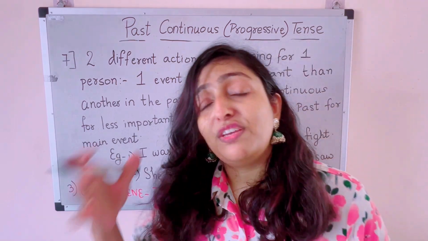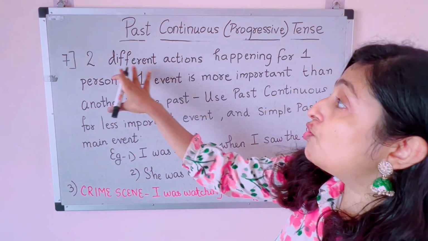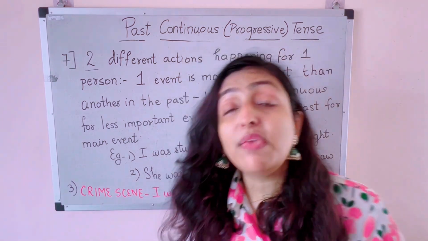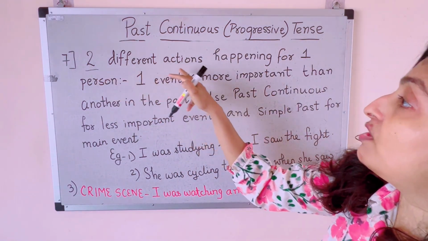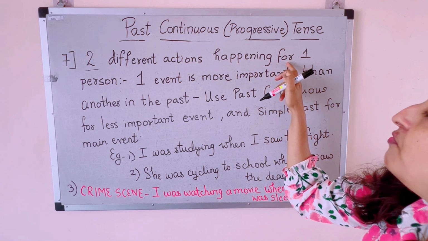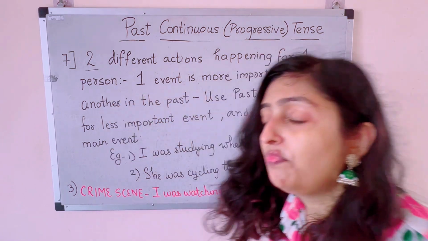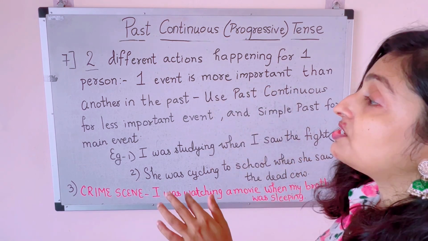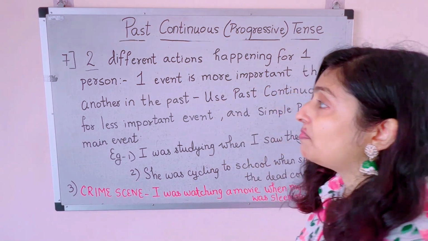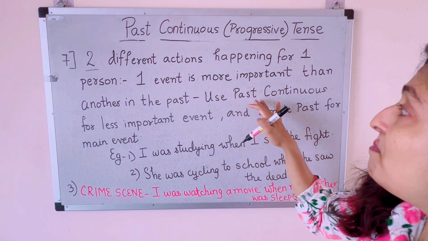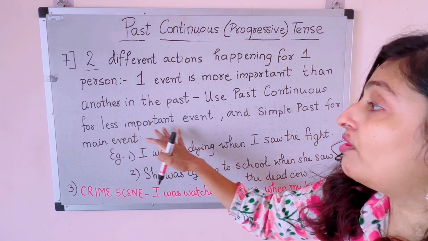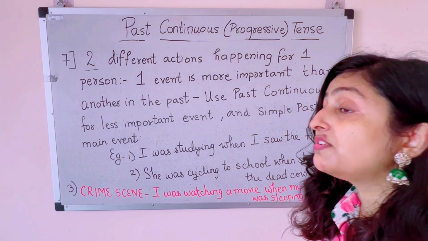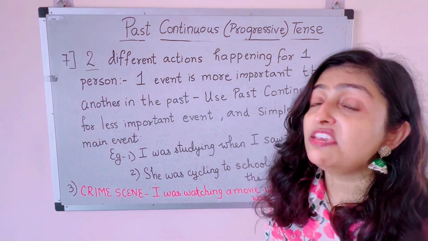Rule number 7: you will see two different actions happening for the same person. Two different actions happening for one person. One event is more important than the other in the past. Use past continuous for the less important event and simple past for the main event.